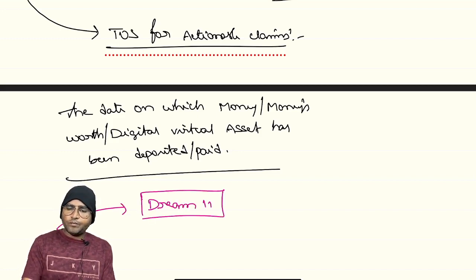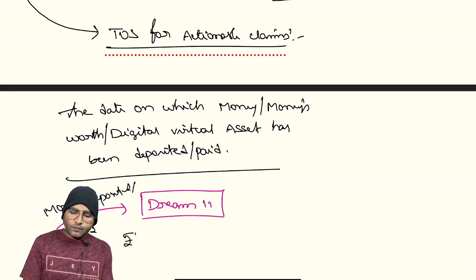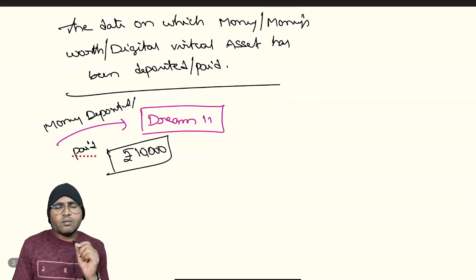In Dream 11, money is deposited or paid. Let us assume 10,000 rupees. What is the time of supply?